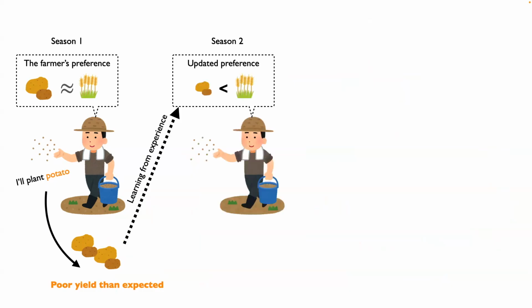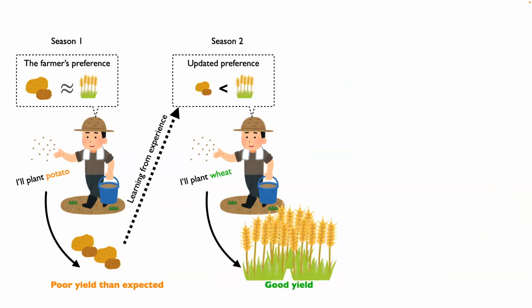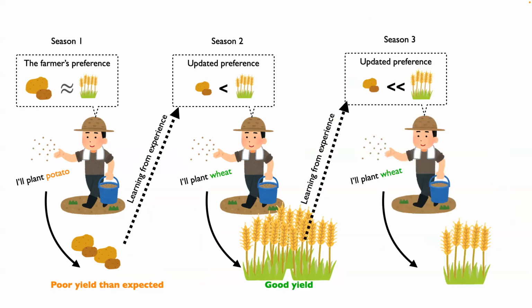So this result goes back to his belief value. Now he believes that maybe wheat is a better option, and he plants wheat the next season. Let's say he gets a nice reward. This new experience goes back to his belief value, and now he has an even stronger preference towards wheat. And then probably he chooses wheat again.